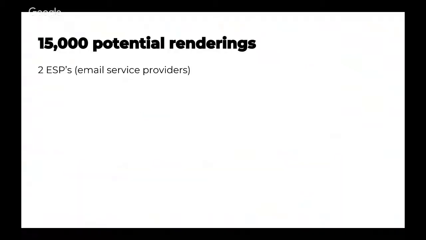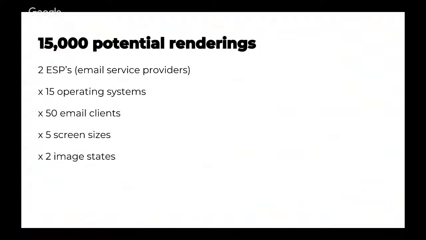That's 2 ESPs. So these are email service providers. These are the ones that do the actual send of the message. 15 different operating systems, 50 different email clients, 5 screen sizes, and 2 image states. So the image states are, some email clients will, by default, when you open the email, have the images turned off. So you won't see the images until you click to download the images. And there's actually more than that because the way that they're turned off can affect the layout as well in different ways. But that adds up to a conservative estimate of 15,000 potential renderings.